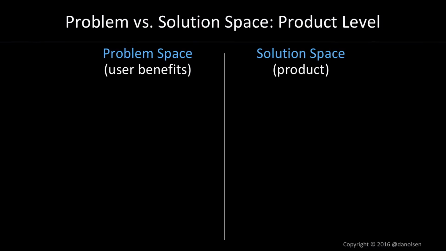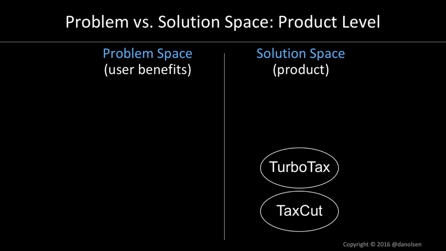Let me illustrate it with more of a software product example. We'll do problem space on the left, solution space on the right. I used to work at Intuit for Quicken. Another big product we had was TurboTax. Actually, I don't know, do they use TurboTax in Canada or not? All right, cool, good. So it's a product, so it's in the solution space. It competes with another product, TaxCut.